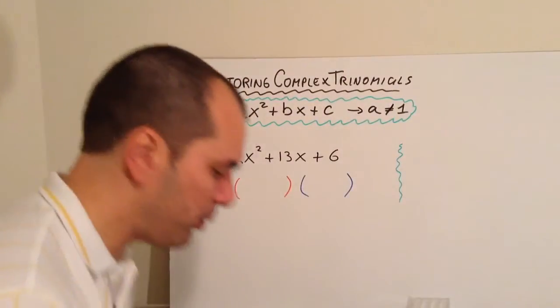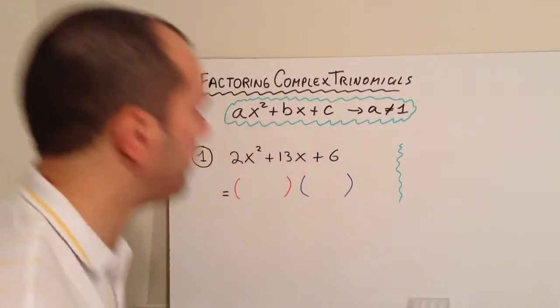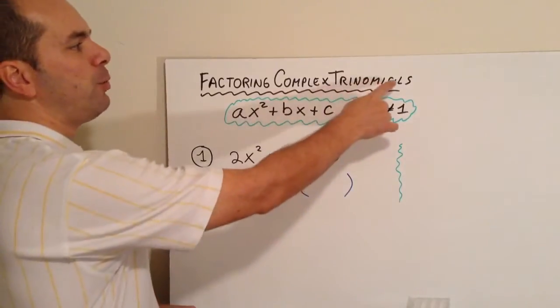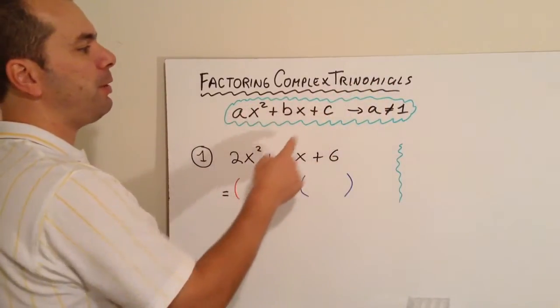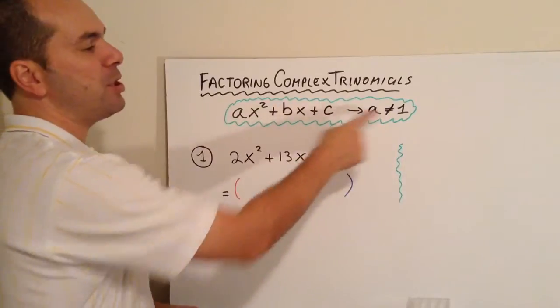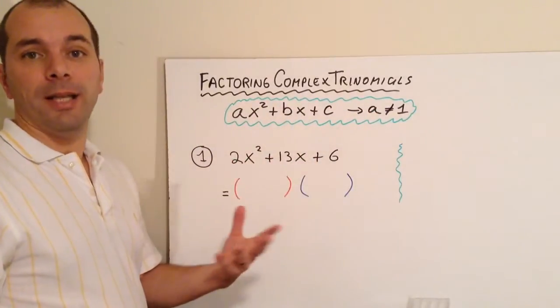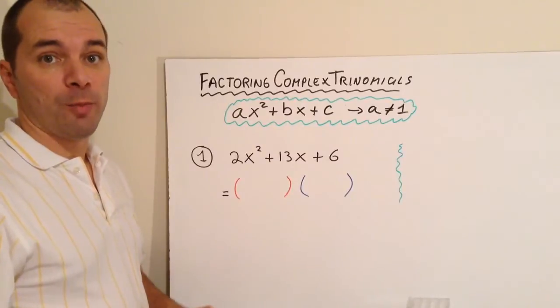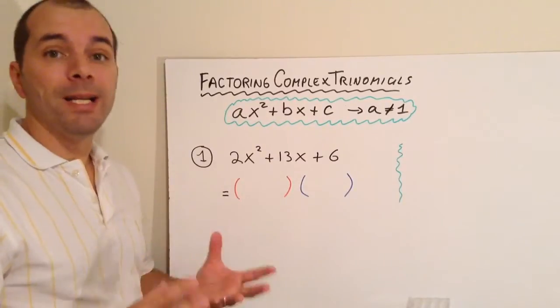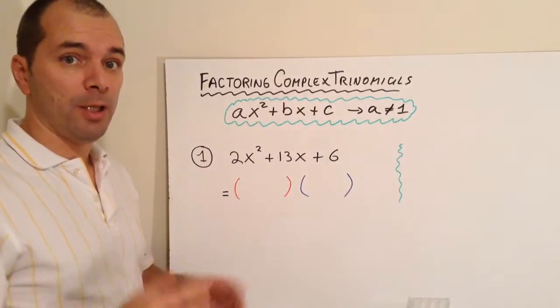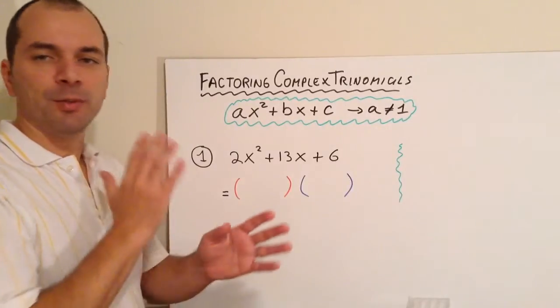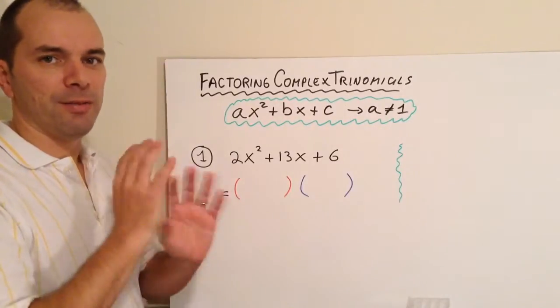So I'm going to show you just one example of this one, and in the next videos we'll do some more. So what is a complex trinomial? A complex trinomial means it's got three terms, 1, 2, and 3, and that the a value is different from 1. So something like 2x squared is going to be a complex trinomial. Even if it's minus x squared, it's already a complex trinomial. The only way it's a simple trinomial is if it just starts with x squared or just 1.